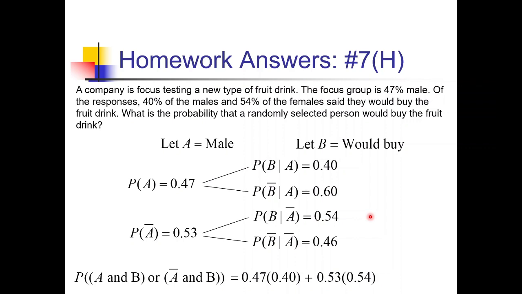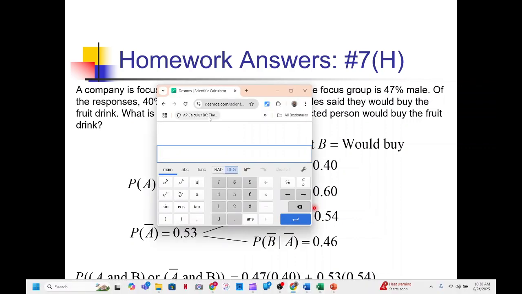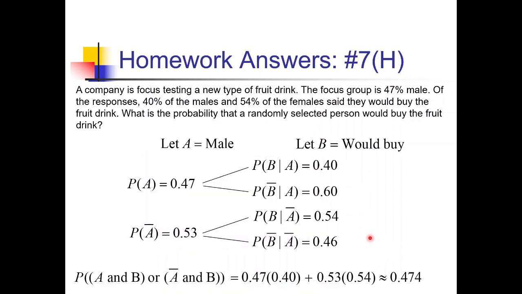And now for the calculator. So plug all this in, we've got 0.47 times 0.40 plus 0.53 times 0.54, all coming out to about 0.474. So we have about a 47.4% chance a randomly selected person will buy the drink.